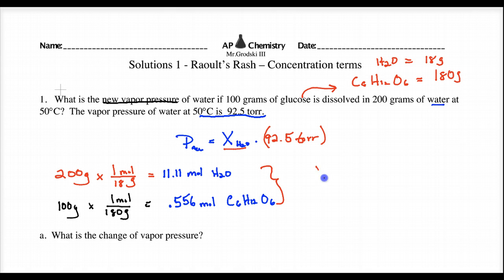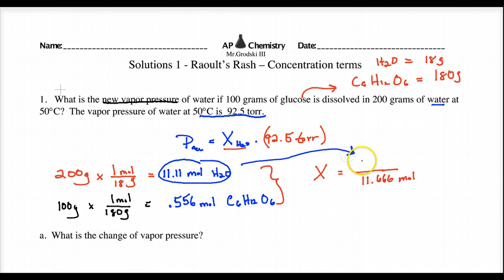Okay, so our mole fraction is going to be over the total moles. So we're going to add these two together. Of course, we get 11.66 moles as our total. And of course, the part that is the solvent goes up top. And that would go here. And it's 11.11 mole. Notice the moles cancel. A mole fraction is a dimensionless unit. And what we get is that the mole fraction for the water, H2O, is equal to 0.952.